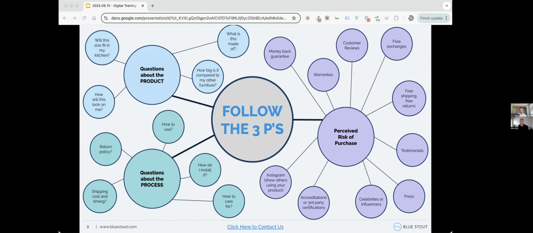Then they're also going to have questions that are process specific. And process could mean, what happens when I buy this? Meaning, how long does it take to ship? Can I return it? Do I get a full refund? Do I get exchanges, right? So those are more very basic process questions. But it could also be, how do I care for it? Can I wear it immediately?